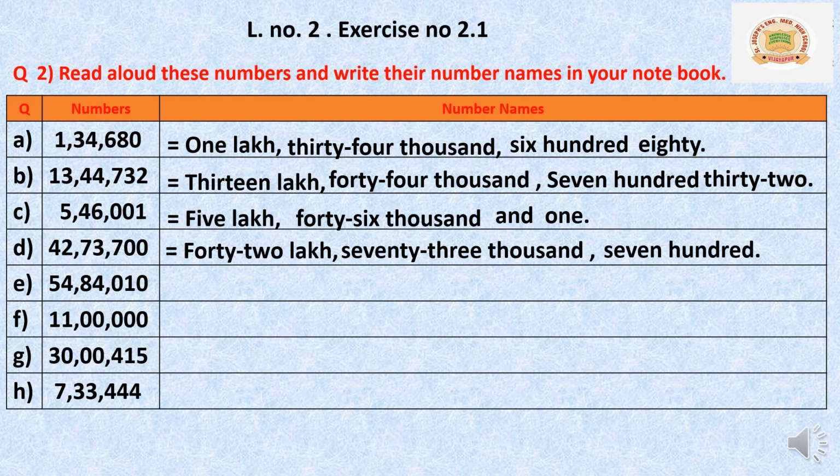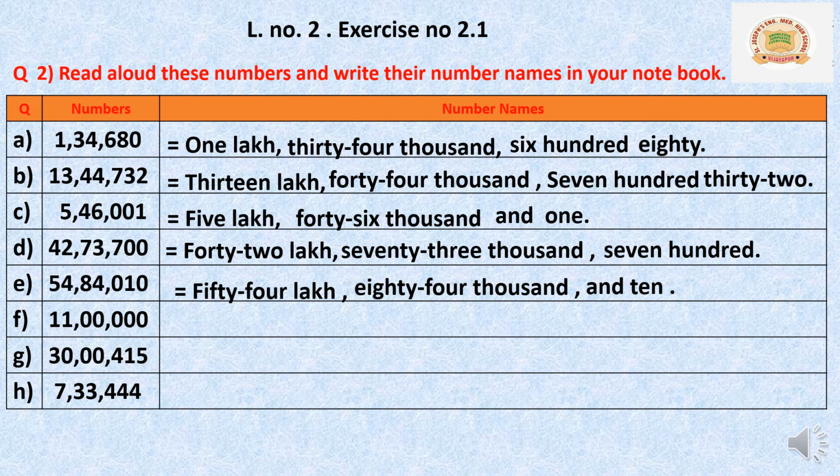Here we don't have any hundreds number also, ones number. So let us write in the words 54 lakh 84,000 and 10. Next, F question. Directly we are having lakhs, 10 lakhs place number also, lakhs place number. We don't have remaining numbers. So what we'll do? Directly we have to write 11 lakh.